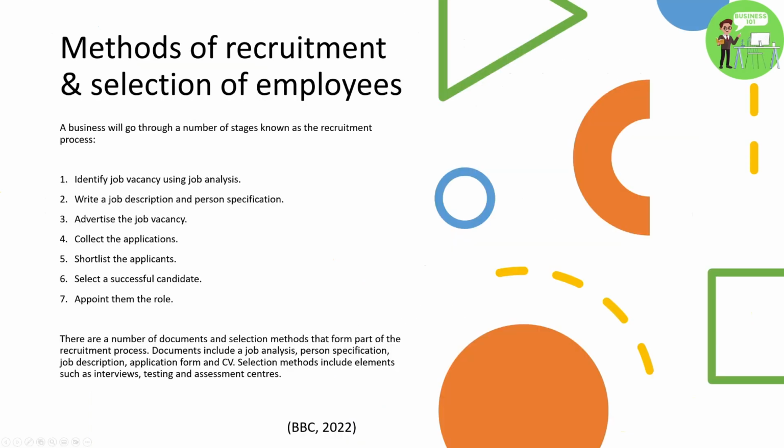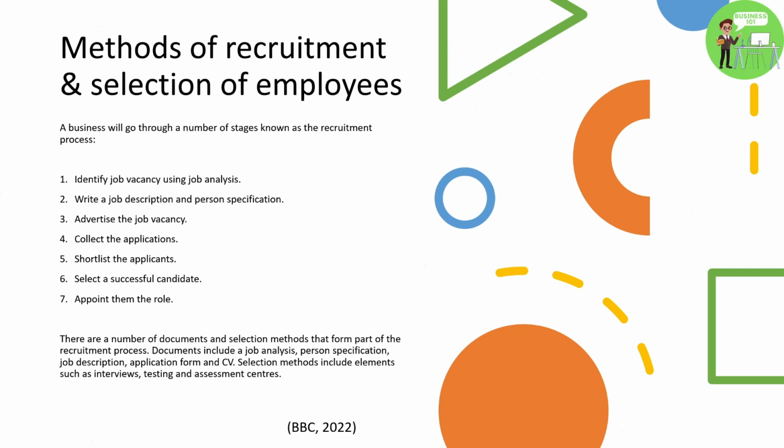Methods of recruitment and selection of employees. So a business will go through a number of stages known as the recruitment process. These stages are identifying the job vacancy using job analysis, writing a job description and person specification, advertising the job vacancy, collecting the applications, shortlisting the applicants, selecting a successful candidate, and appointing them the role.